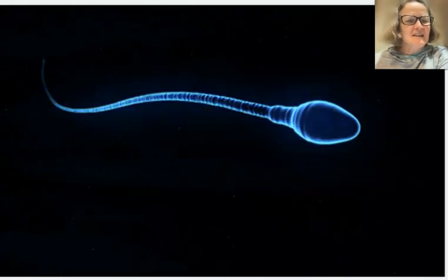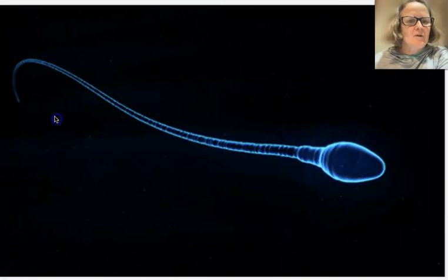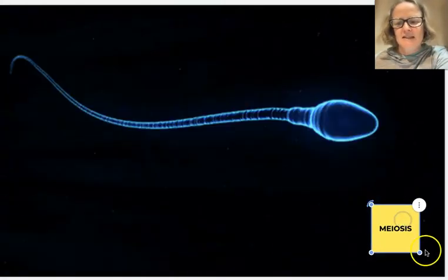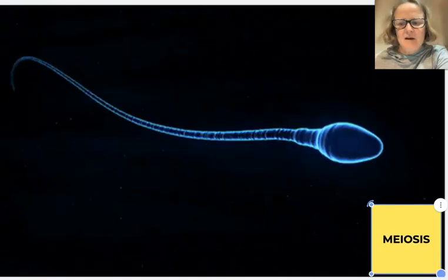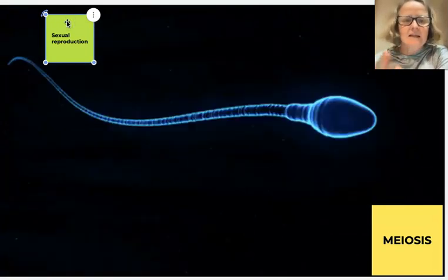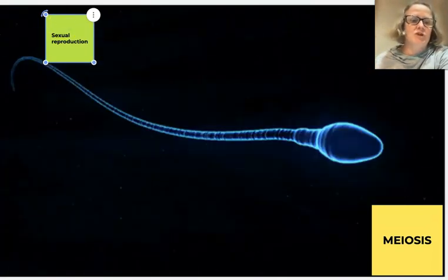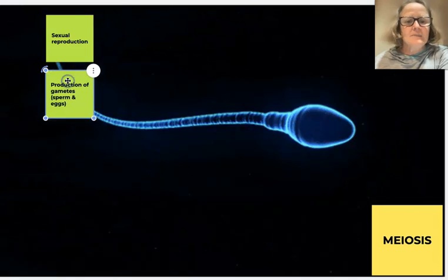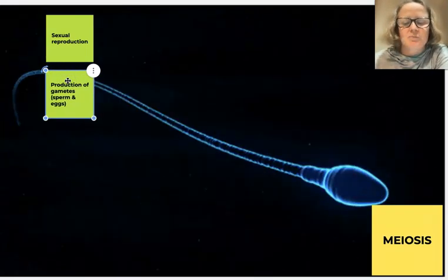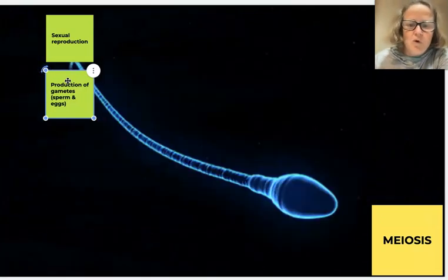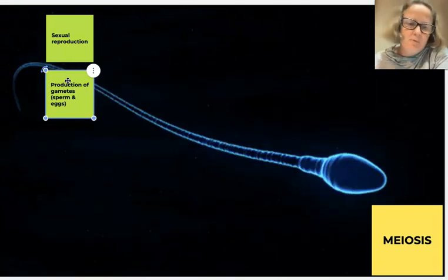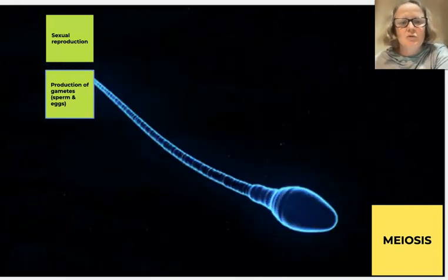So in this video we're going to look at another type of cell division called meiosis. Meiosis is a special type of cell division because it is only involved in sexual reproduction. So it's always about the production of gametes, and gametes are sperm and eggs, or if it's in a plant, pollen and ovum, which is a type of egg, but we tend to use the word ovum in a plant.